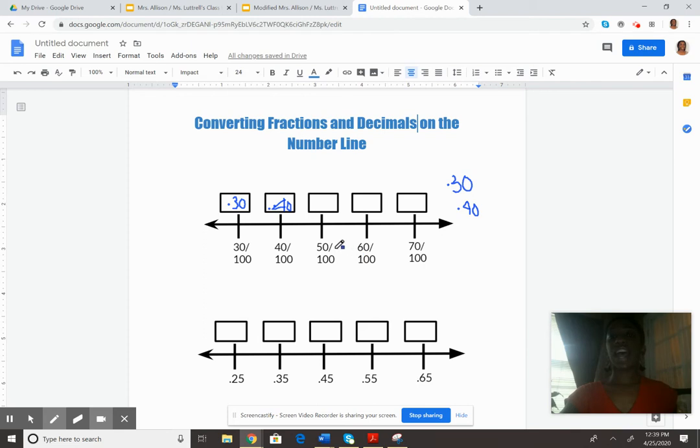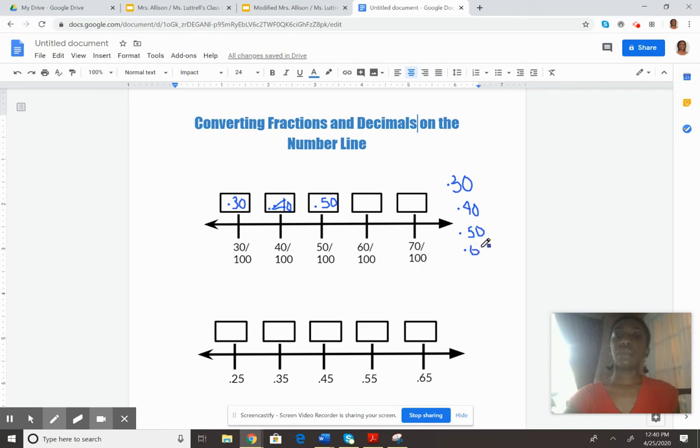And then my 50 hundredths. So I would change that and put that into my decimal place. So I put it in the hundredths place. So 0.50. That's how you would say it, 50 hundredths, just like that. Now I'm putting it inside my box. And next, 60 over 100, you would change it to 0.60.